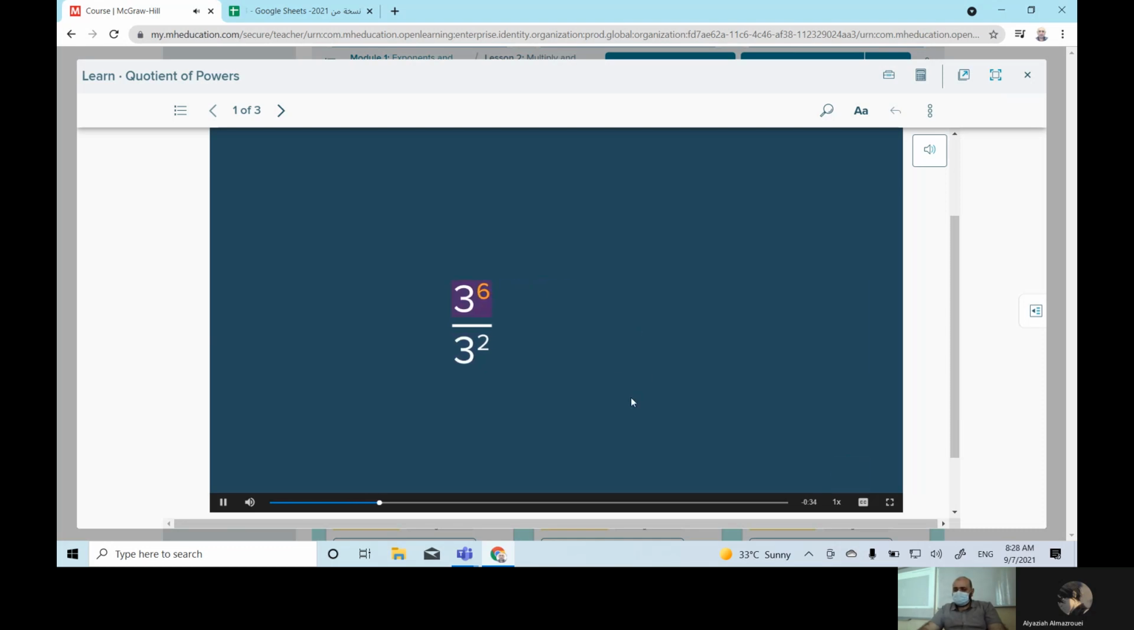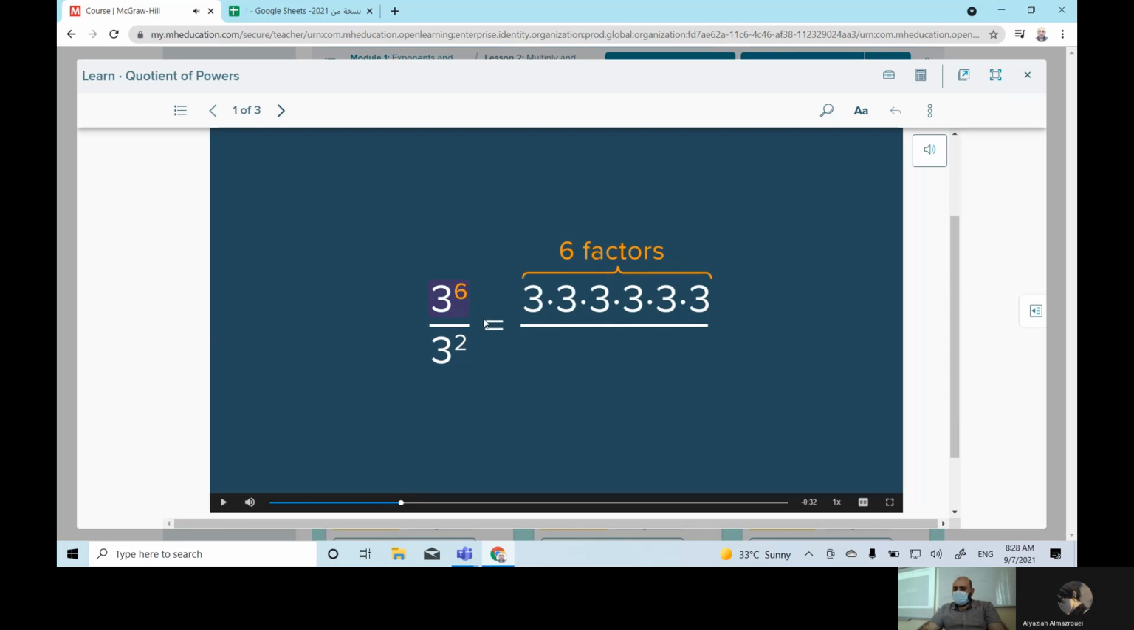Write 3 to the 6th power as a product of factors. The exponent here is 6, the exponent here is 2. What is the meaning of 3 exponent 6? It means 3 repeated 6 times, so we have 6 factors. Write 3 squared as a product of factors. The meaning of 3 exponent 2 is 3 repeated 2 times, so we have 2 factors.